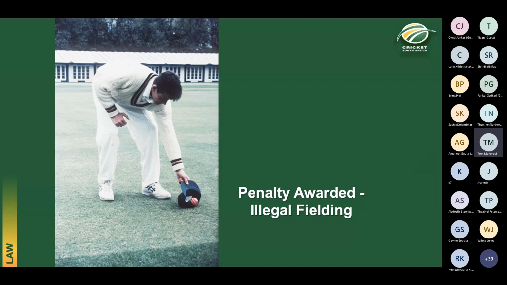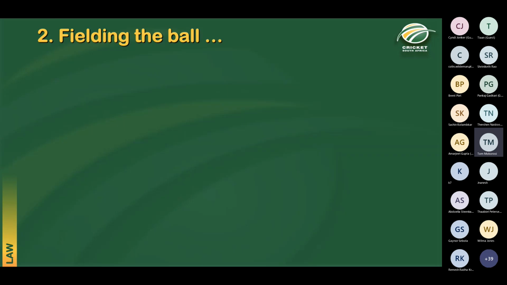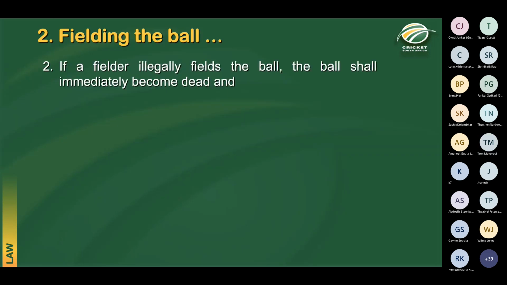Okay, so what do we do when we see a piece of illegal fielding? The ball shall immediately become dead. However, it is good umpiring practice for you to call and signal no ball, dead ball. Why? Because not all fielders or players know that illegal fielding is punishable by 5 penalty runs.